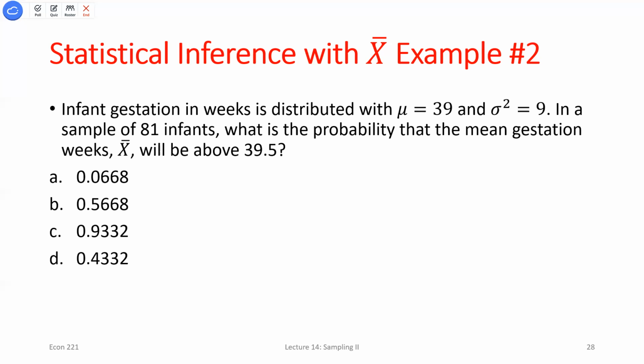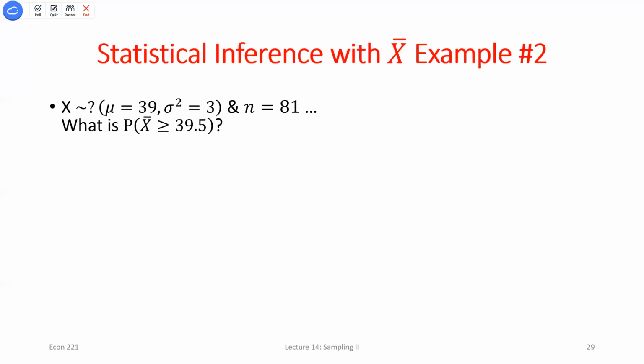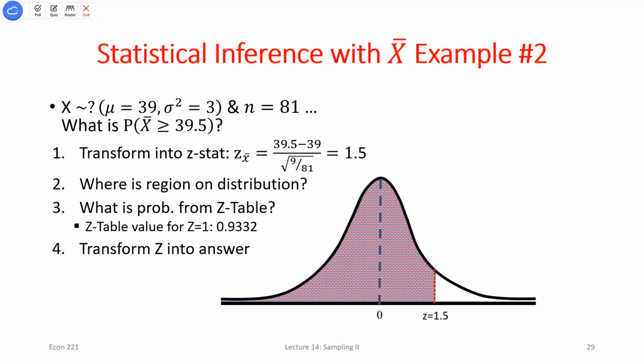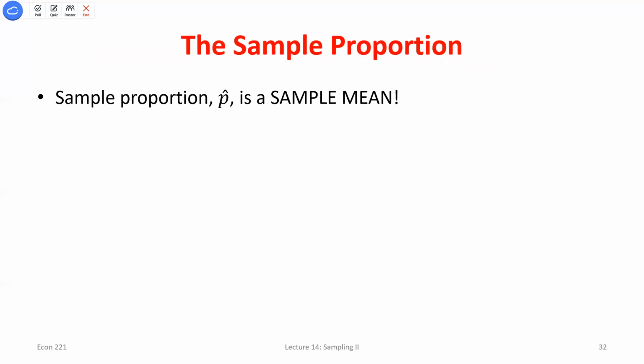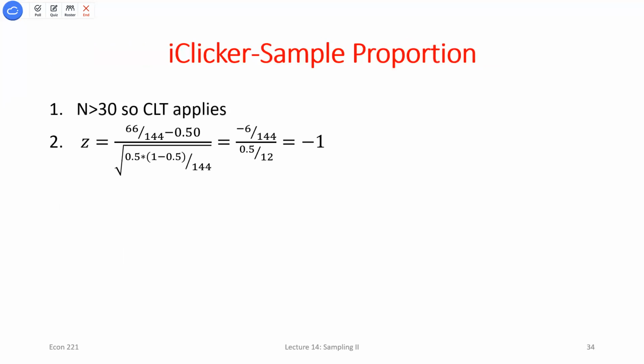If I ask you a question like this, where I've given you the population mean, that's your indicator that you are able to convert this into the z-value and then find the probability of being above or below whatever cutoff value, in this case 39.5.